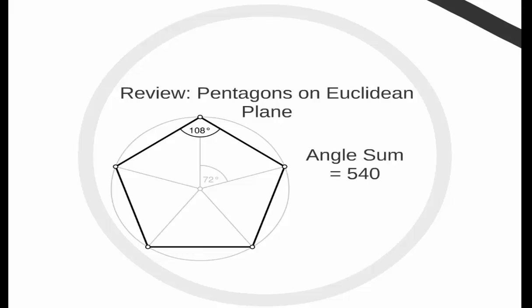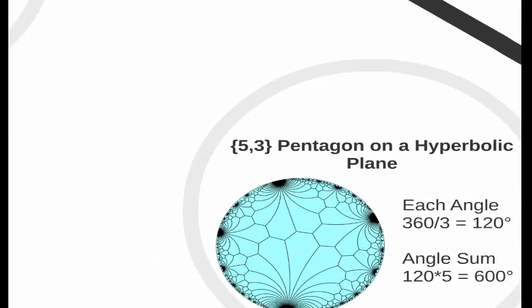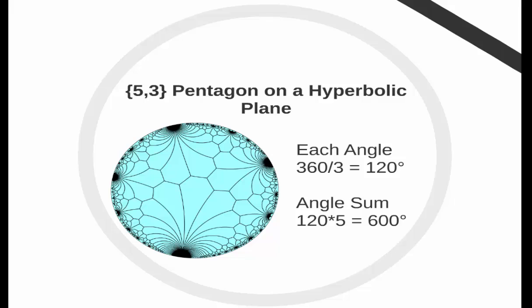Now, just like with the other polygons, when we look in the hyperbolic plane, we have many different options. So here we have a 5-3 using the Schläfli notation pentagon on a hyperbolic plane. Each angle here is 120 degrees, because if you count around each vertex, you'll see 3 angles at each one of them, so you get 120 degrees. So its angle sum is 600 degrees, which is greater than that in the Euclidean plane.